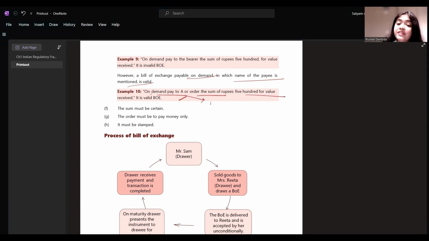If A has given an order to pay to B, then you have to pay it to B because that is by order. But the name should be there. If there is no name or no order is given for any person, then that is not valid. Okay? Then it becomes a valid BOE.